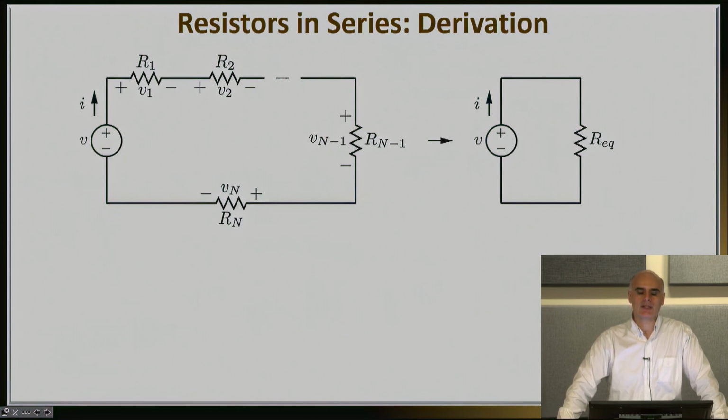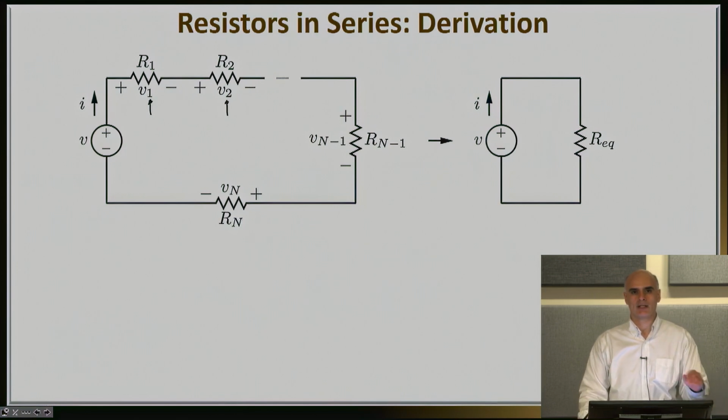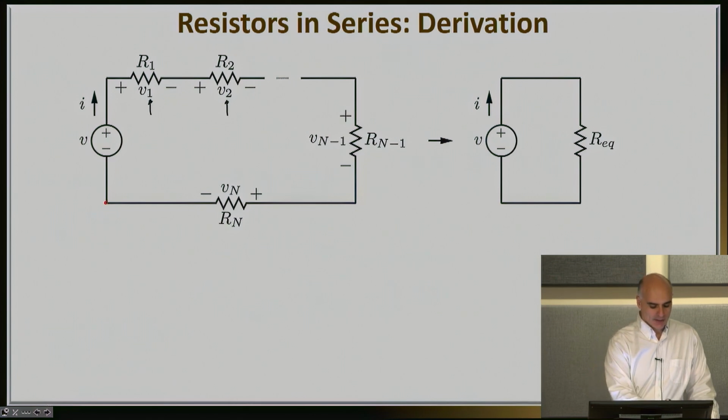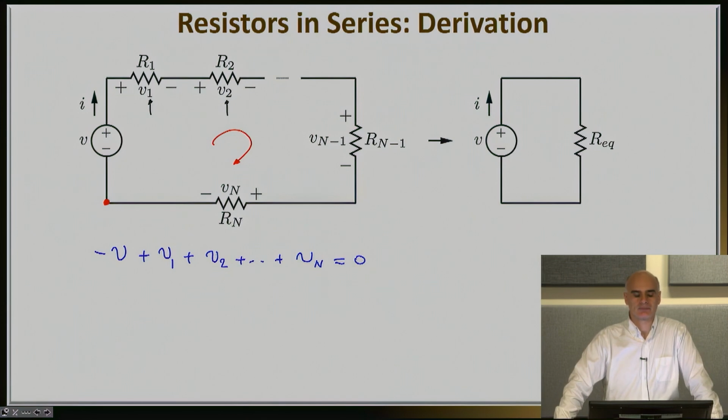Well, we can derive this by applying KVL, by applying Kirchhoff's voltage law. After all, we have a single loop here, and we have the voltage drops across every single resistor. You can see, for example, V1 across R1, V2 across R2, with the polarities you see in the figure. So, if I were to apply Kirchhoff's voltage law, I would start from my lowest left corner here. I would move clockwise in this loop. Then I would be able to write that negative V plus V1 plus V2 all the way to Vn, with the polarities I have, will be equal to 0.